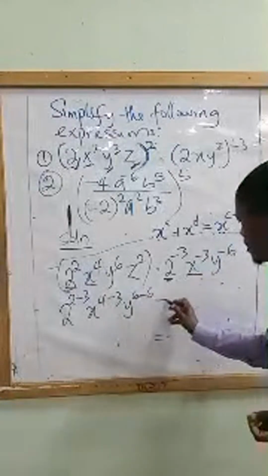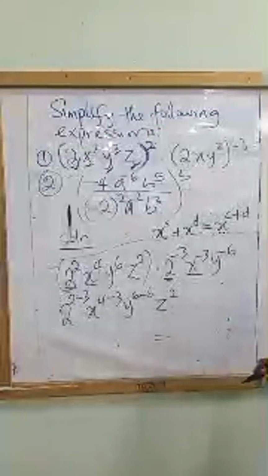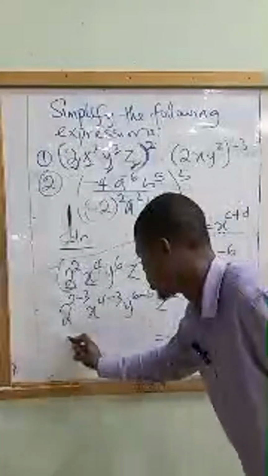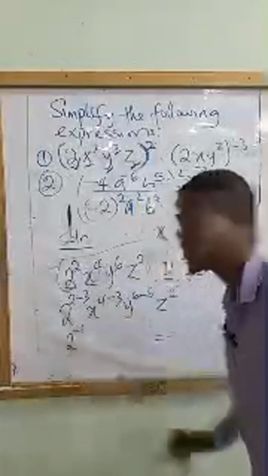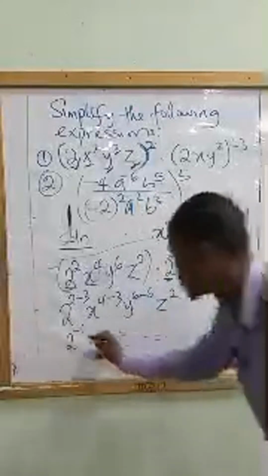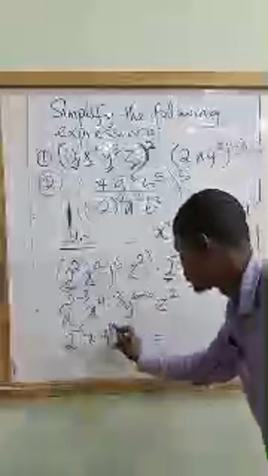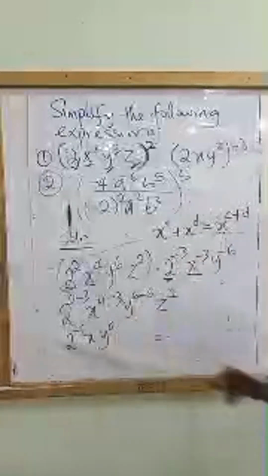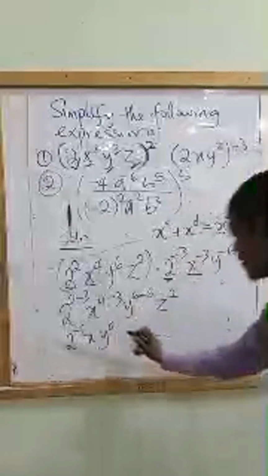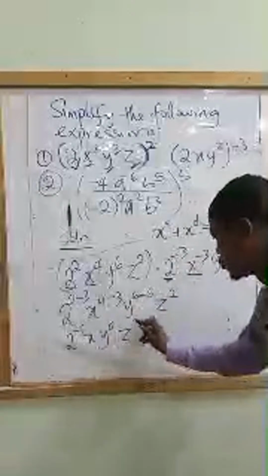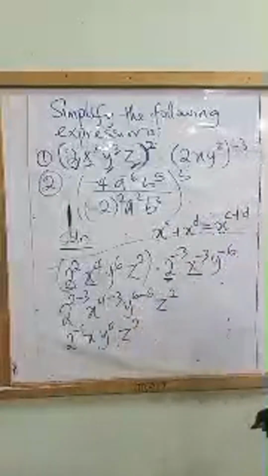For the y, do the same thing also, y to the power 6, and then minus 6. And then z 2. So this one will give us 2 to the power minus 1. This one will give us x. This will be y to the power 0. And z to the power 2. So the final conclusion is going to be, this one will be 1.